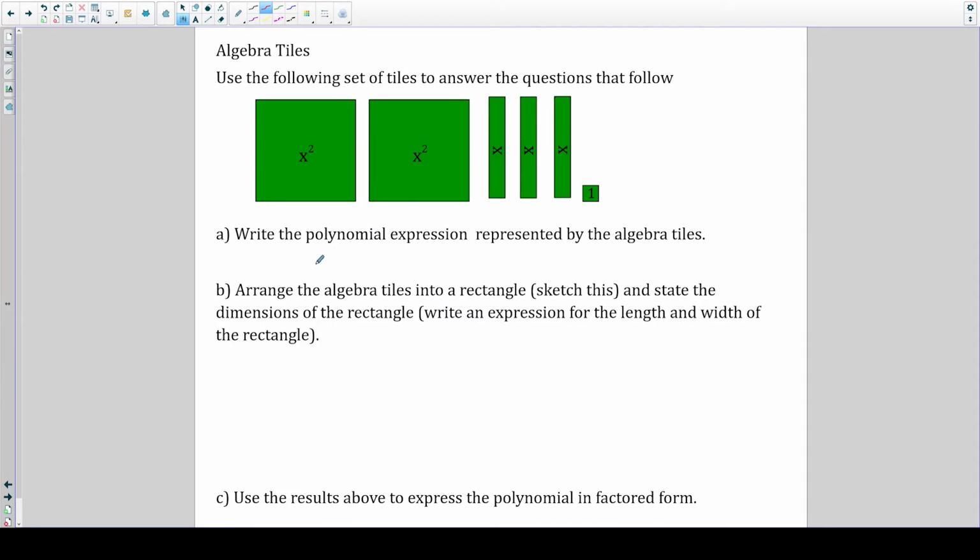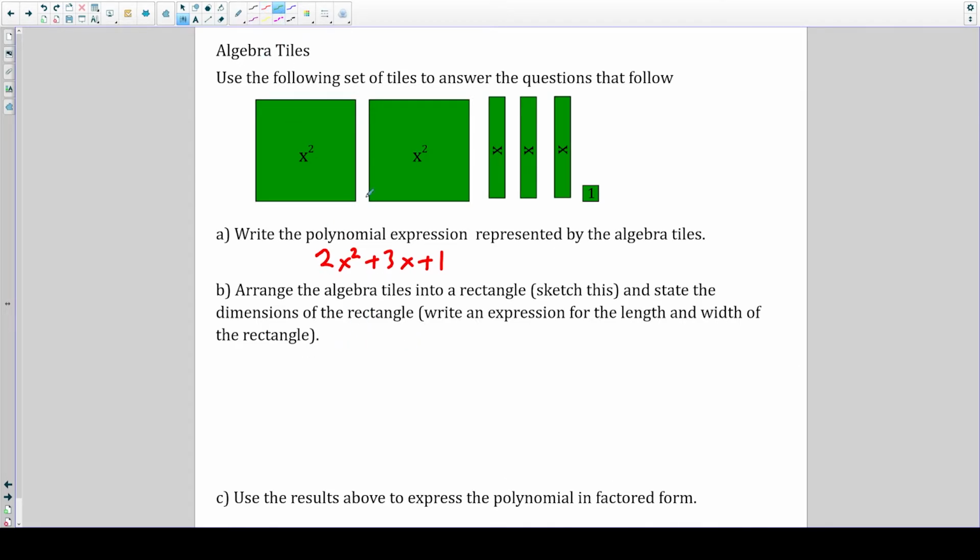So now we're going to do the same thing, except we have two of the x squared tiles now. So we have 2x squared plus 3x plus 1 as our polynomial expression. Now keep in mind that an expression is different from an equation because there's no equal sign here at all. What we're going to do next is rearrange those algebra tiles into a rectangle and then state the dimensions, so the length and width of the rectangle as well.